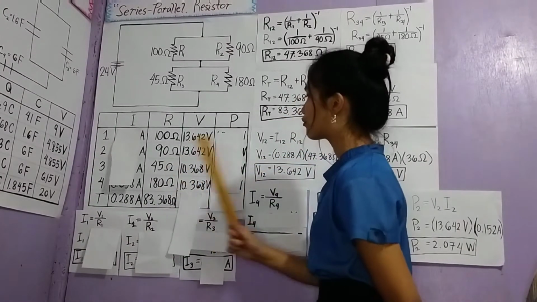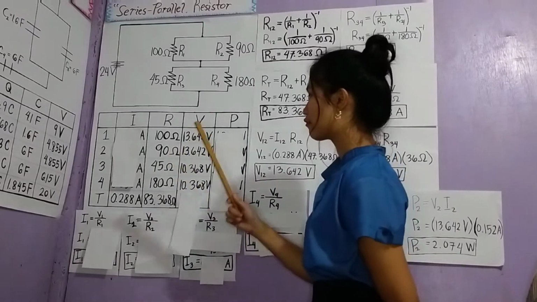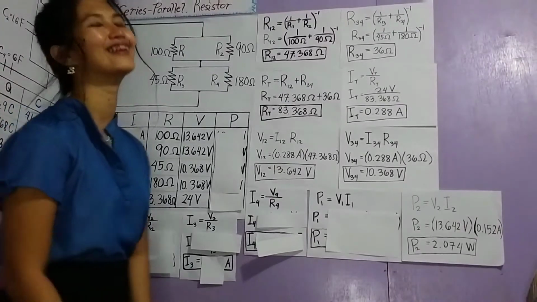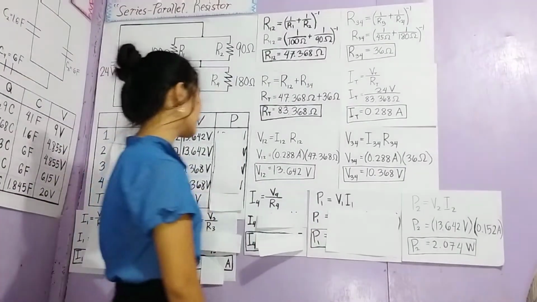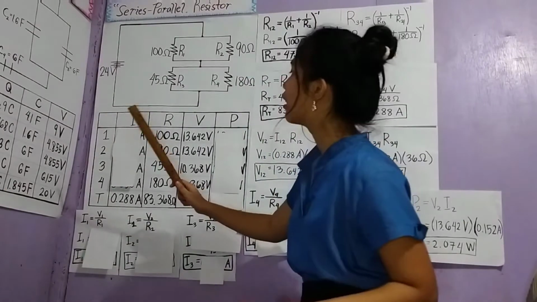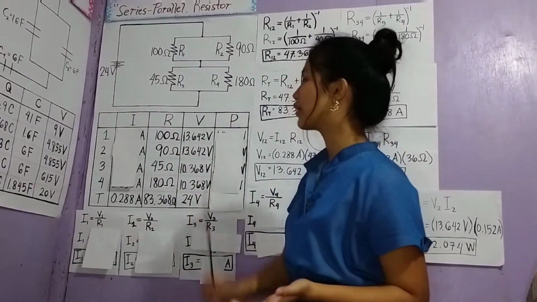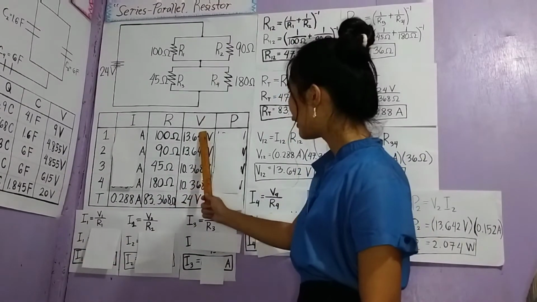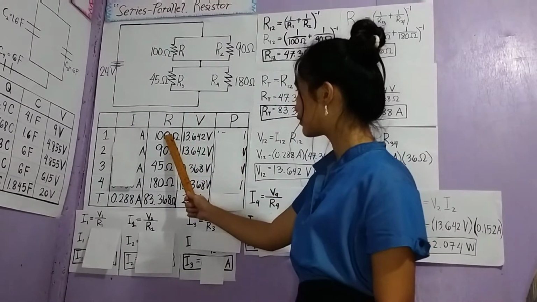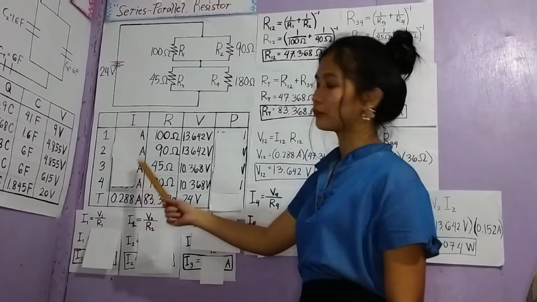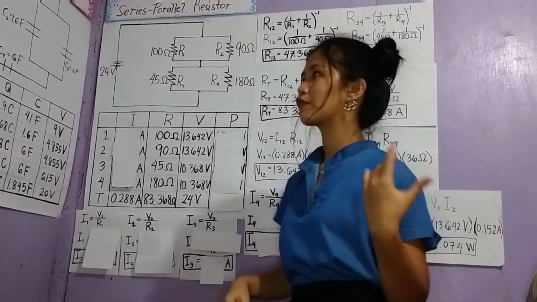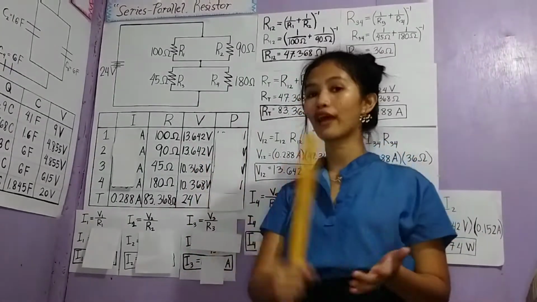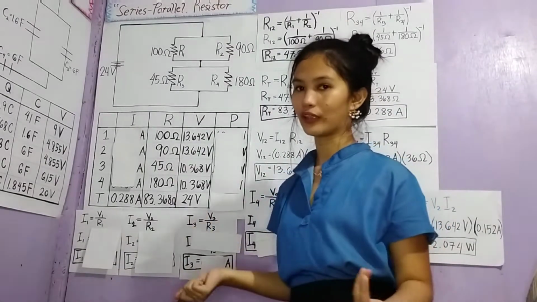So V3 and V4 have the same answer, which is 10.368 volts. We can now proceed to finding the current, or the I1, I2, I3, and I4. Since the voltage and the resistance are already given, we're going to solve for I1, I2, I3, and I4 individually.